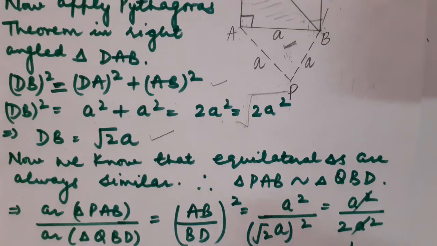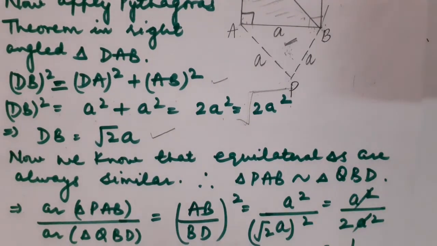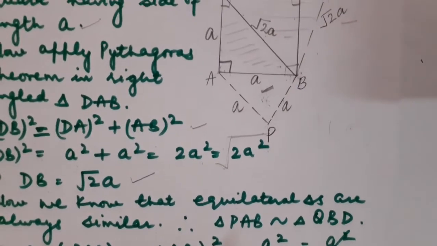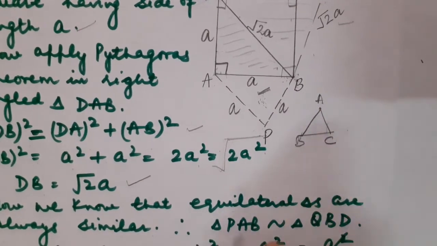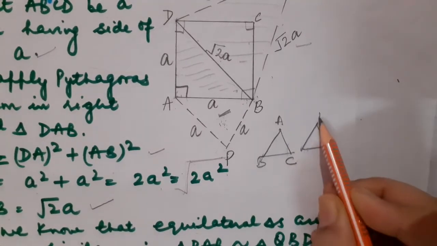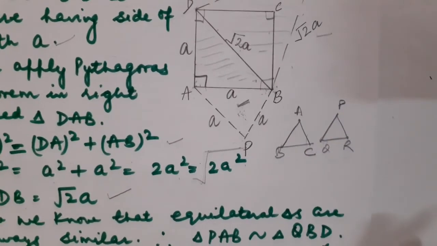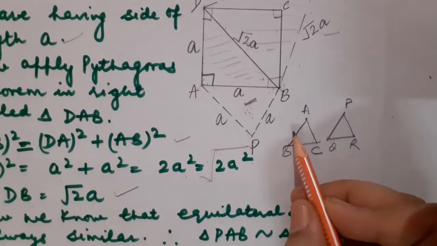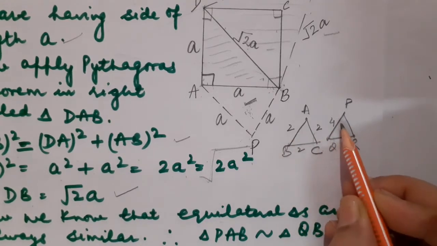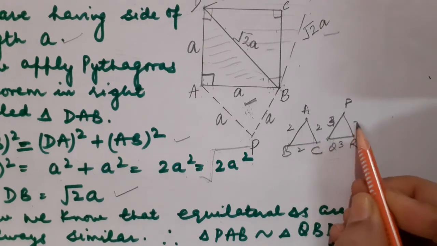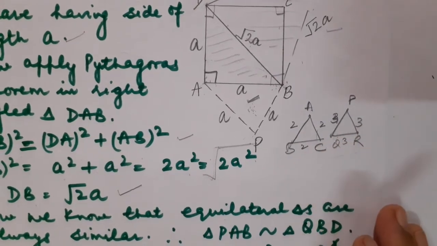According to that theorem, you know, first of all I will have to prove the equilateral triangles as similar. But we know that equilateral triangles are always similar. How? For example, I am going to draw two equilateral triangles, let it be ABC, and another I am going to draw PQR. Fine. First of all, I am going to prove that they both are similar. For example, here I have taken the side 2 centimeter each, and here I am going to take the side 3 centimeter each. So what will be the ratio of their corresponding sides?